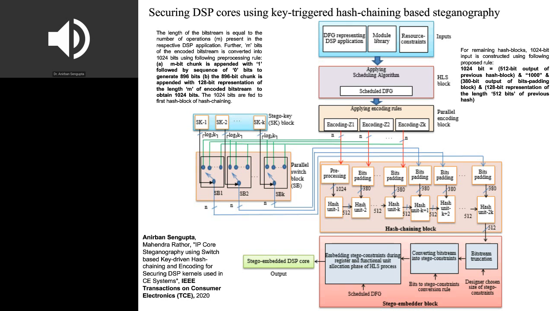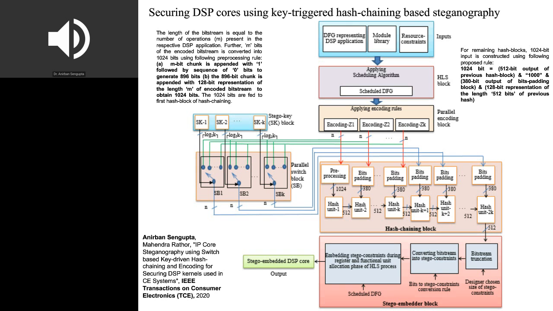Okay. Now the hash chaining block has two types of hash units. The first is a regular hash unit, and the second is the key-driven hash units. The regular hash units range from hash unit 1 to hash unit k, and the key-driven hash units range from k+1 to twice k. In hash units 1 to k, which are regular hash units, the input from the encoding can go directly into the hash unit through a pre-processing stage and through a bit padding block.